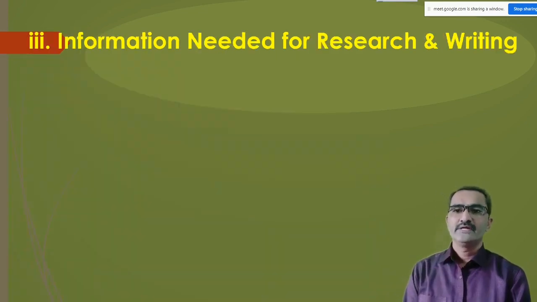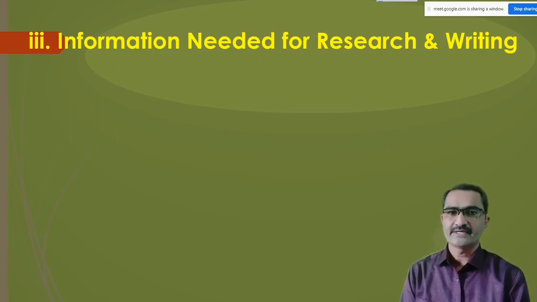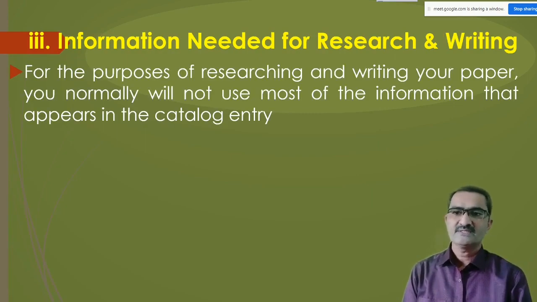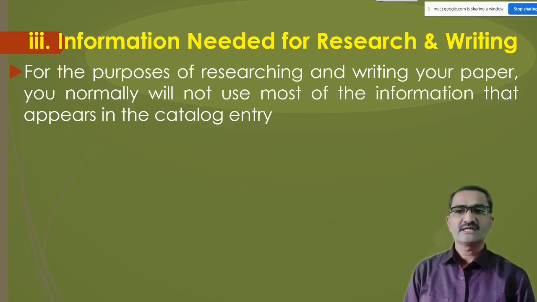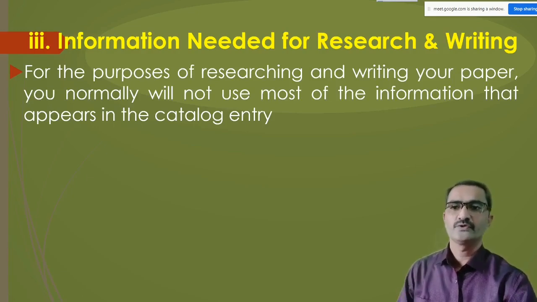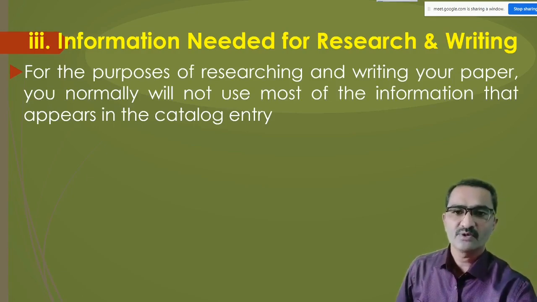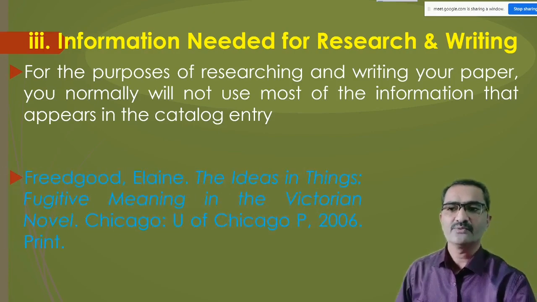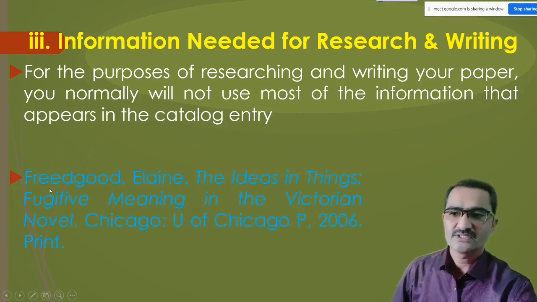Information needed for research and writing. For the purposes of researching and writing your paper, you normally will not use most of the information that appears in the catalog entry. So you will use only the important information required for your work. And what is that? Now see this one. Last name of the author.